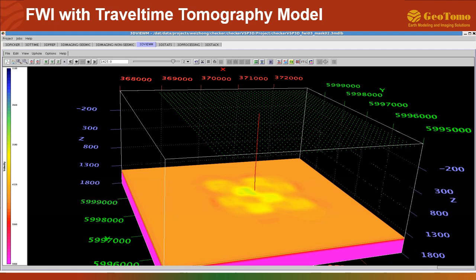What we have learned from the synthetic model test, the workflow I have shown is very practical in production. It can help us to get a good solution at deeper target quicker.